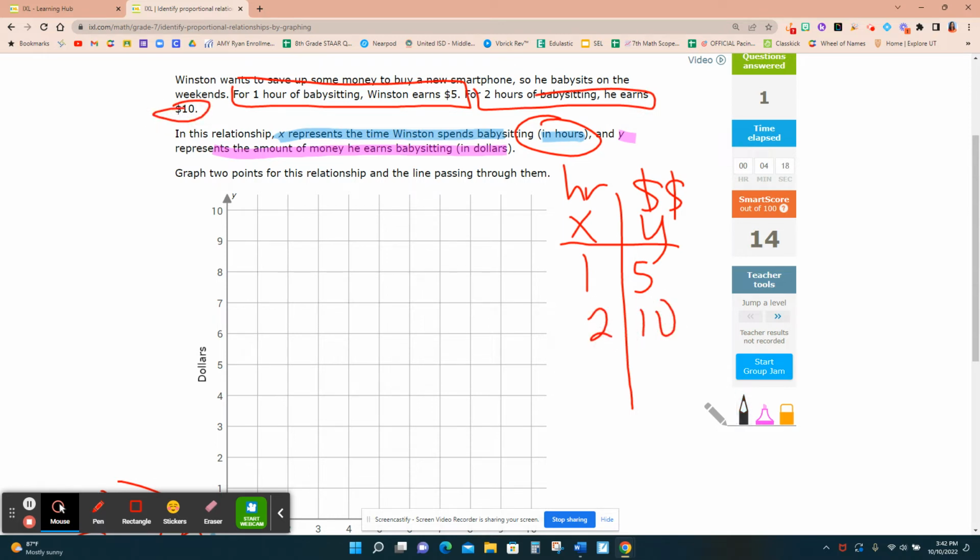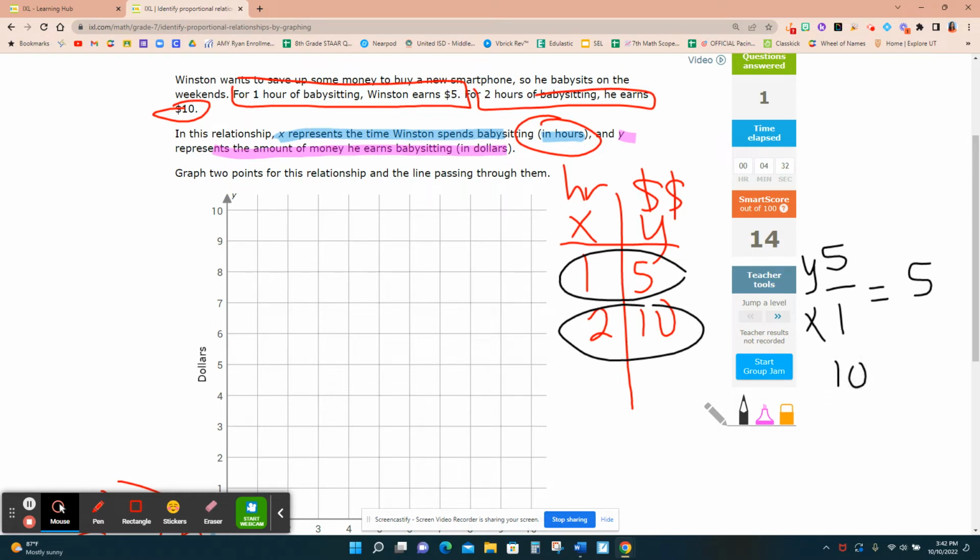If you do Y over the X right here, super quick, Y over the X, 5 over 1, it's going to give you $5 an hour. If you do the next one, make sure that you also get $5. If not, it's not going to be proportional, okay? So 10 divided by 2 is a 5. We need to make sure that both of them give you the same number.